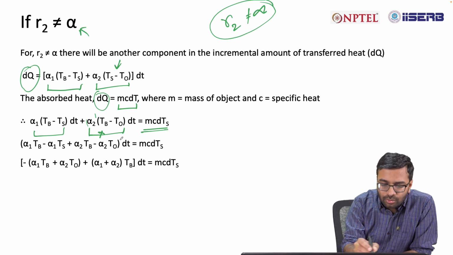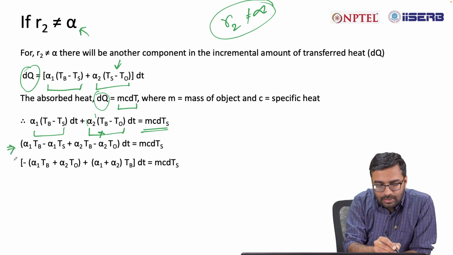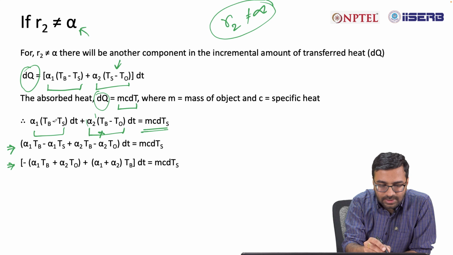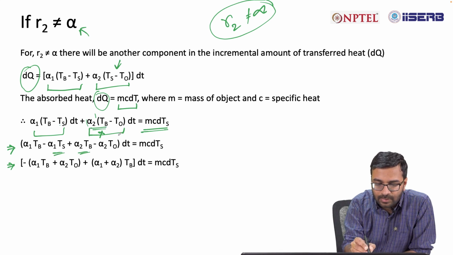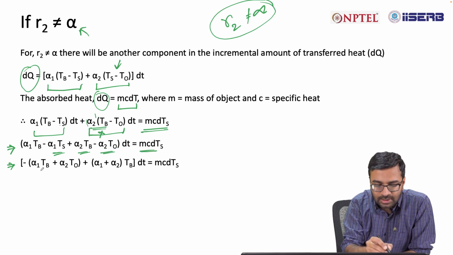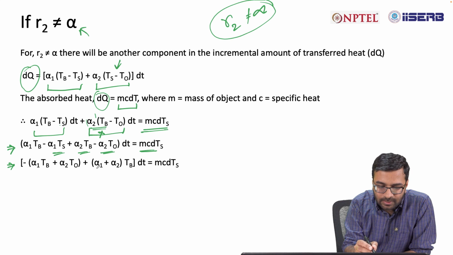And then if you do some rearrangement in this equation, you will find (alpha 1 Tb minus alpha 1 Ts plus alpha 2 Tb minus alpha 2 T0) dt is equal to m into c into dTs. Again rearrange this equation.